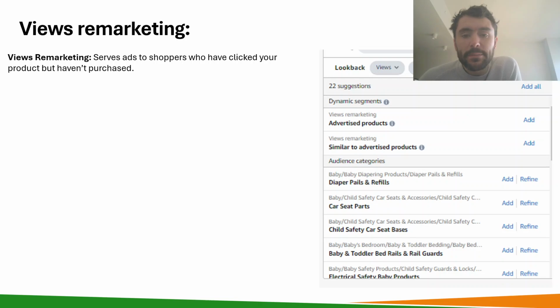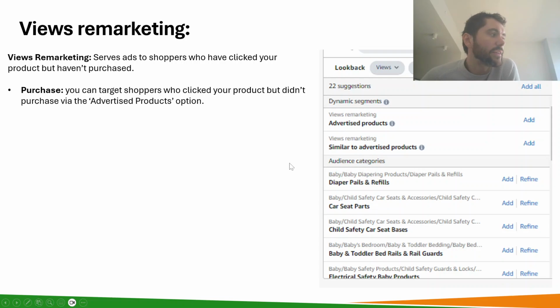So quick reminder, this is anybody who clicked a product but have not purchased yet. Now you can see it on the right-hand side here. You have views remarketing to advertise products, views remarketing similar to advertise, and then to audience categories. So breaking it down by the funnel, in the purchase portion of the funnel, which is going to be lower in the funnel, these are going to be shoppers that are more low-hanging fruit, easier sales. These are going to be people who have clicked on your product but have not purchased. So they're warm, they've seen you before, they're in the market, and you're able to say, hey, I want you to buy from me, so I'm going to tell you to keep coming back and follow you around a bit.